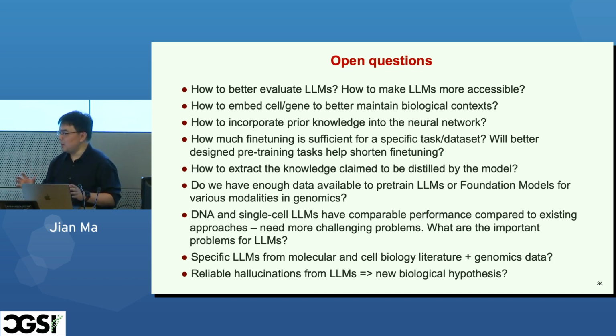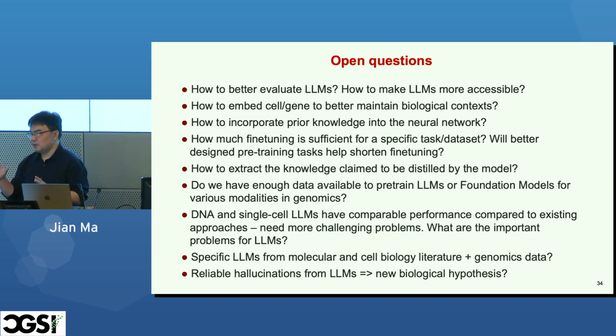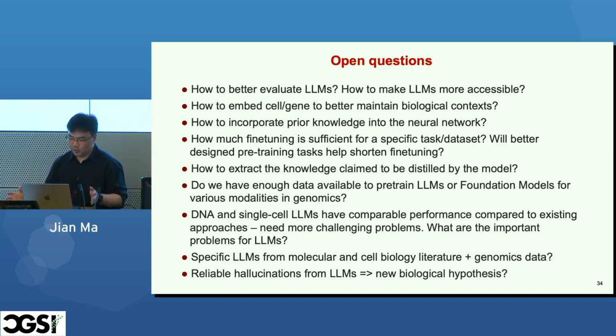Can we actually combine information from literature, right? You can build an LLM for PubMed together with an LLM for genomic data. Maybe they'll have some amazing findings. And in a fact-based field, people don't like hallucination, but maybe in biology that's a good thing to have, right? Because reliable hallucination could generate very interesting biological hypotheses for us to evaluate further.